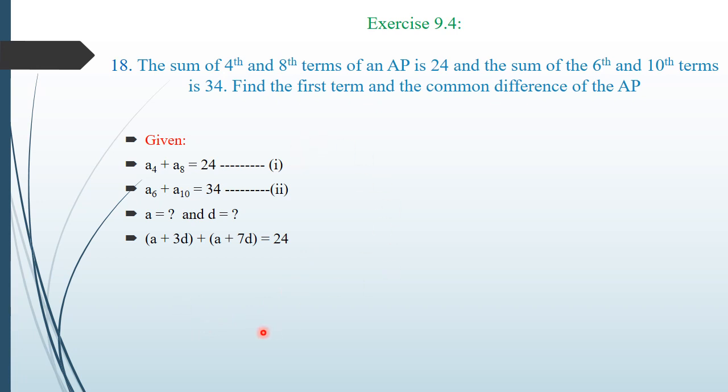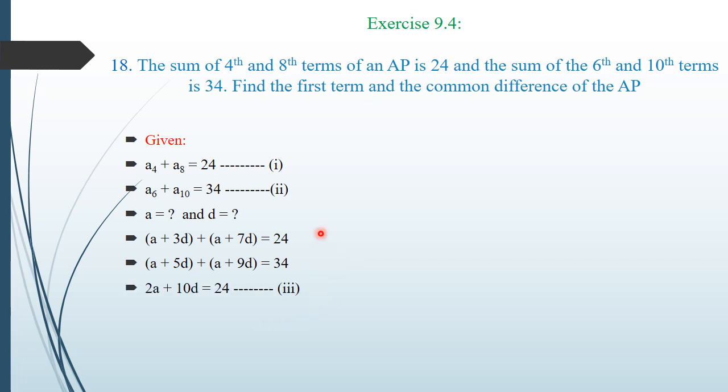First equation, I'll represent A4, that is the 4th term, as A plus 3D. Similarly the 8th term I can write as A plus 7D. Therefore A plus 3D plus A plus 7D will give me 24. The second equation I can also write in a similar manner: A plus 5D plus A plus 9D is equal to 34.